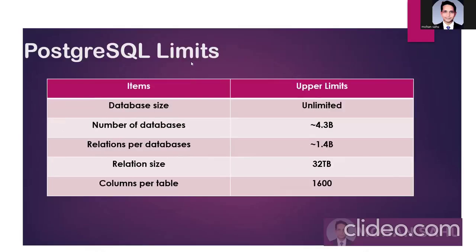So there are particular limits. However, we will not be using those particular limits. Those are the top or upper limits. For database size, you can have unlimited size of the database. The number of databases will be almost 4.3 billion. I don't think anyone is using this. Relations or tables per database is around 1.5 billion. Relation size or table size will be limited to 32 terabytes. Columns per table will be 1600.